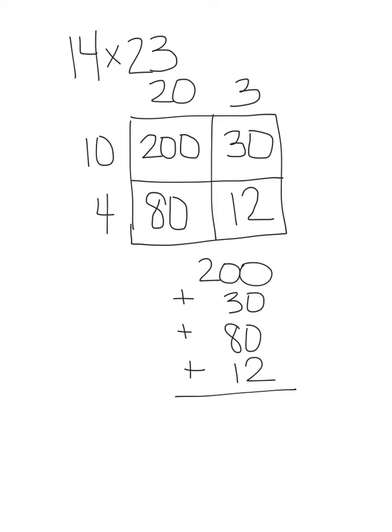0 plus 0 plus 0 plus 2 is 2. 0 plus 3 plus 8 is 11 plus 1 is 12. 2, carry my 1. 1 plus 2 is 3. My answer to the original multiplication problem is 322. And this is how you solve a 2-digit by 2-digit multiplication problem using an area model.